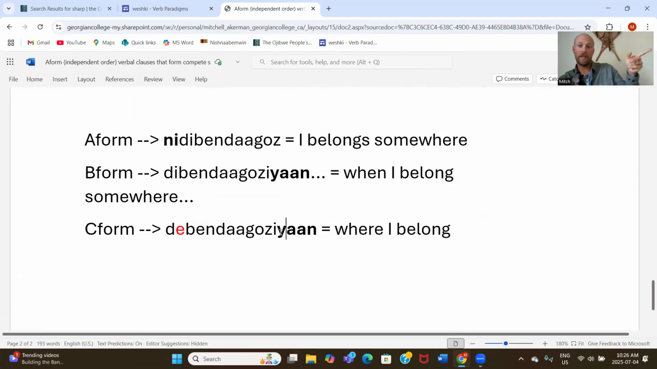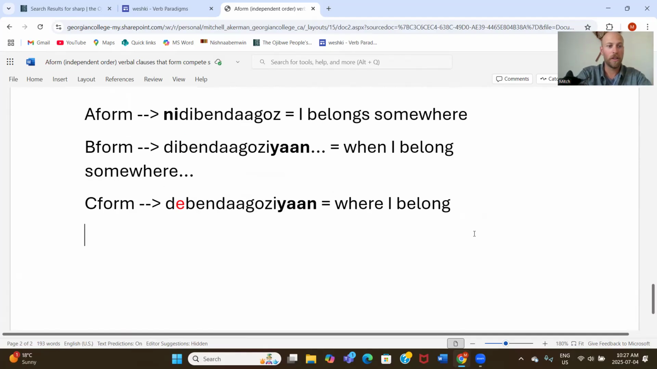Or I could say where they are from. De bandagazawad, where they are from. Oh, miode Neyaashiinigamiing, Deb and Daga Zawa de Gil Gatsajik. Those elders are from Cape. Okay, so that's a little bit on this.